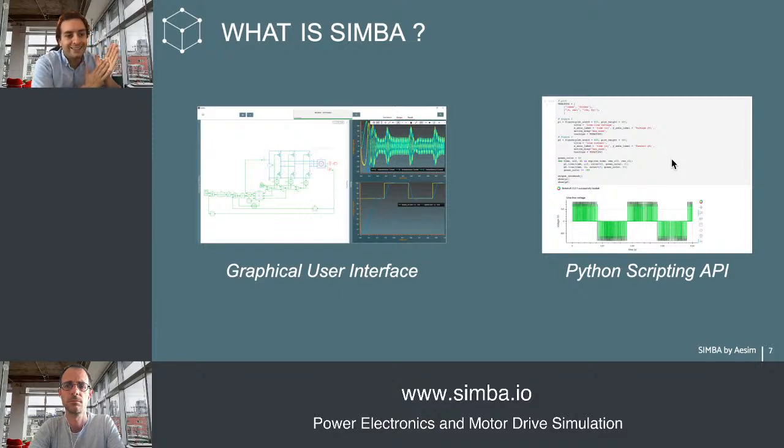In the idea of building the best tool for all the engineers, we have two different ways of using SIMBA. The first one with a classic graphical user interface, a simple Windows tool that is very user-friendly and very fast. And the second way of using SIMBA is through our very powerful Python scripting API. Today we'll demonstrate the two approaches that are very complementary.